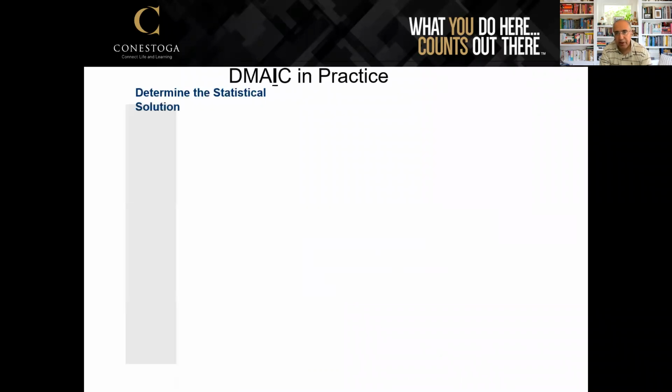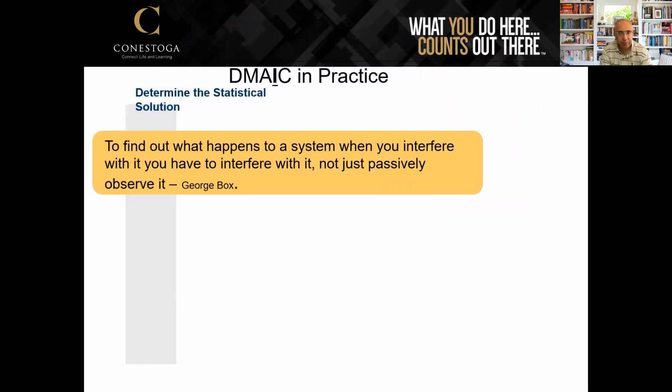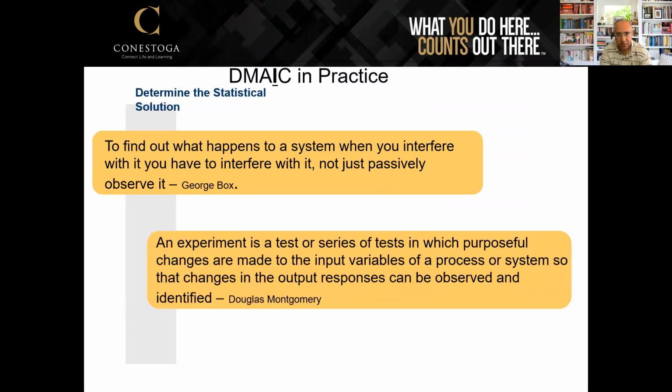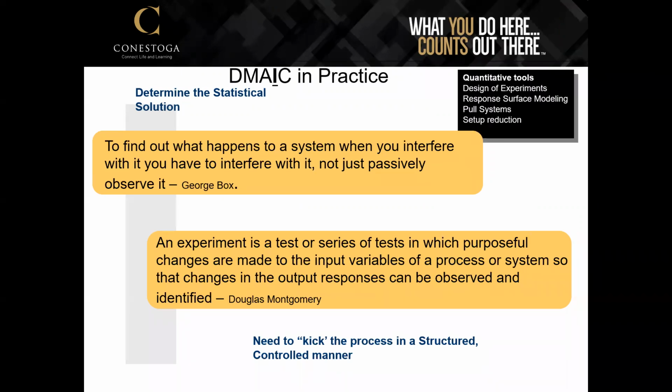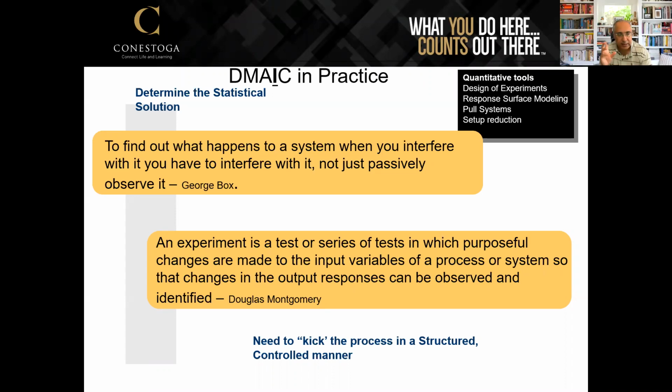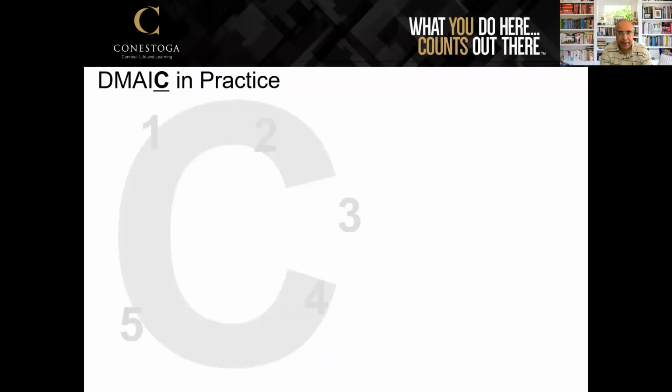In the improve phase, you're going to implement some of the changes, to find out what happens to the system. That is the purpose. You do experiments here in your improve phase. We use design of experiments. So there's a way to actually create the experiments in a proper way. And so those are the different tools we use in the improve phase.